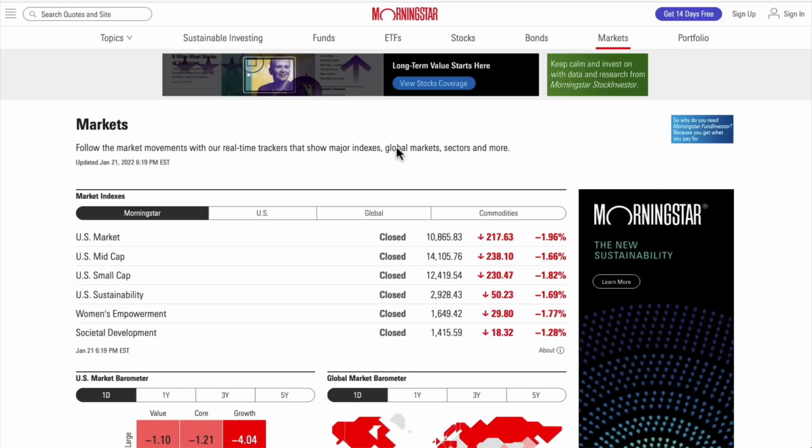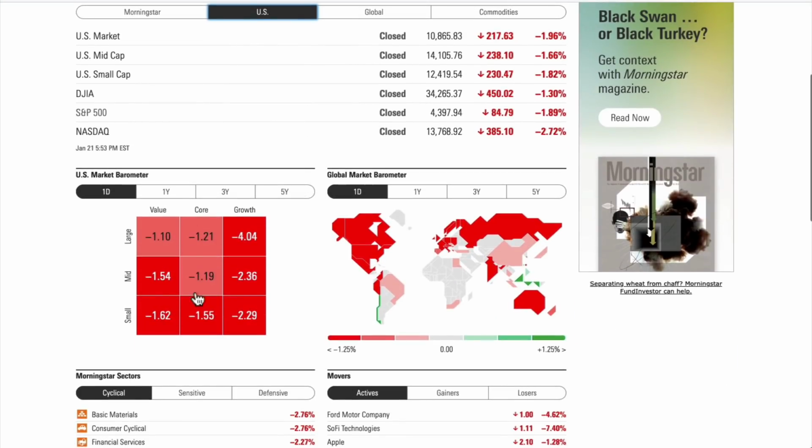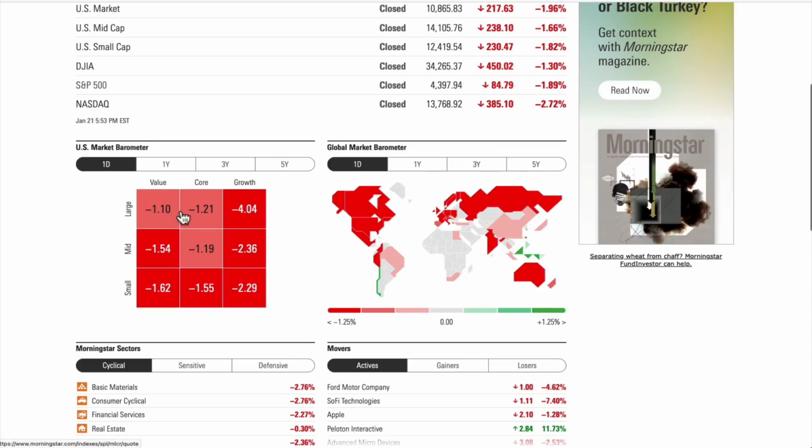Anyways, the free stuff is not too bad. You click here on the US and it'll give you the US. I like this little chart. At a glance, I can see at a very high level. If you have been through level 3 and you're looking at how you classify your portfolio, you have what's called the style box, the Morningstar style box. This is what it is right here. So large cap value is down 1.1%, but you can see growth really took some punishment in the last day. So we do seem to have a rotation out of growth into value.